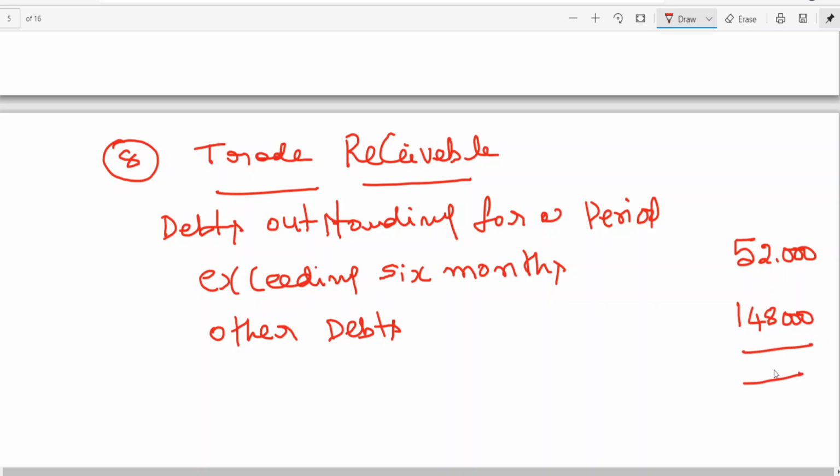How, sir? Total is 2 lakhs. Out of 2 lakhs, 52 is more than 6 months, so the rest, which is less than 6 months, is called other debts. This is the total. Already 2 lakhs has been given, we are just splitting it. That means the chance of getting bad debts is there. That we are indicating. That's it.